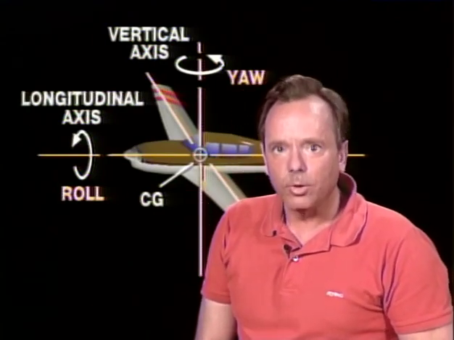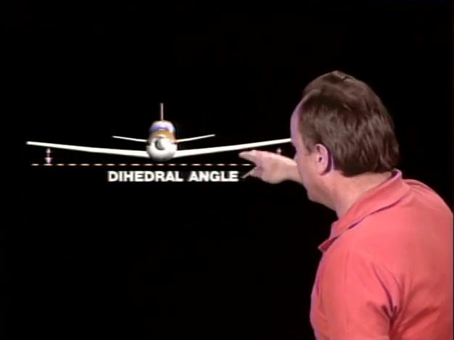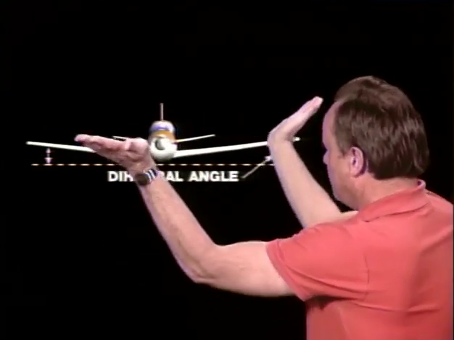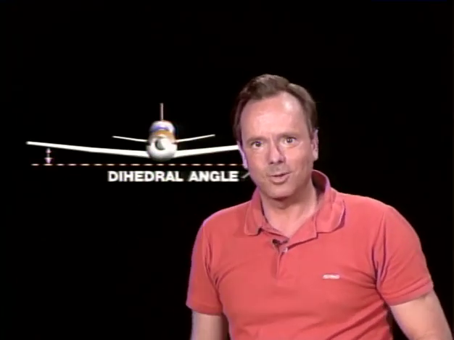Now, let's take a look at lateral dihedral. Dihedral contributes most of the stability of an airplane about its longitudinal axis. Now here's dihedral, and it's the bending up of the wings, and it has to do with stability about the longitudinal axis of the aircraft. That's that same axis we talked about earlier.